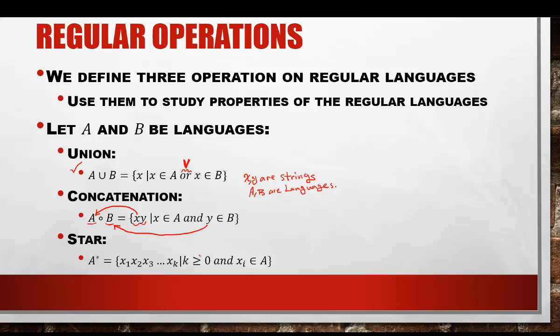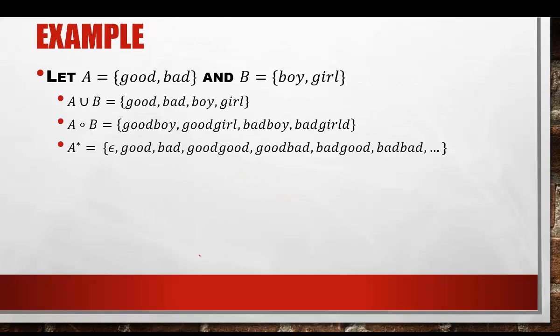So star is like a ridiculously large set. In fact, it would be an infinite set, even if your set has just 2 elements in it, and we'll see. So let's see a couple of examples and see how they work.